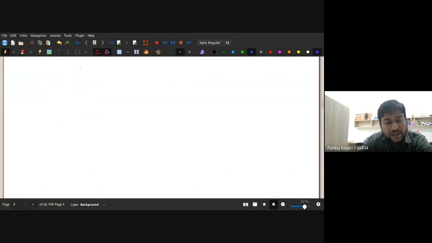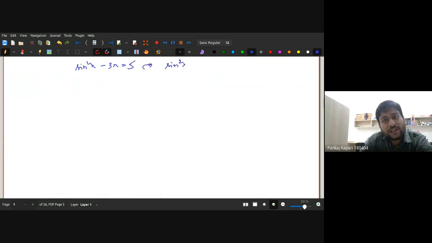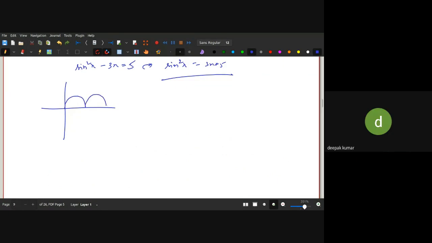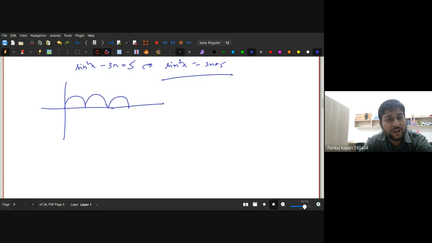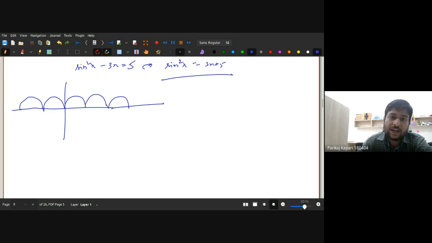you can draw the graphs. So what was our equation? This was sin square x minus 3x equal to 5, right? So you want to find out where sin square x becomes 3x plus 5. Now you can notice that sin square x will be this kind of graph, because sin square is always positive, and again this is periodic. So from this graph, we can also say that this can have only one zero because 3x plus 5 is a line with slope 3.